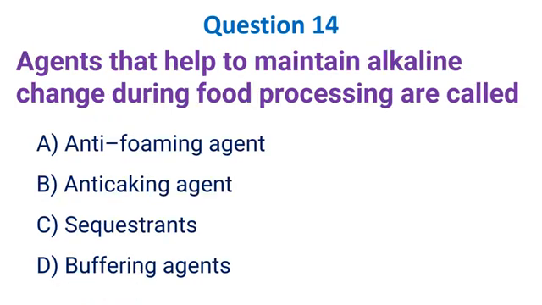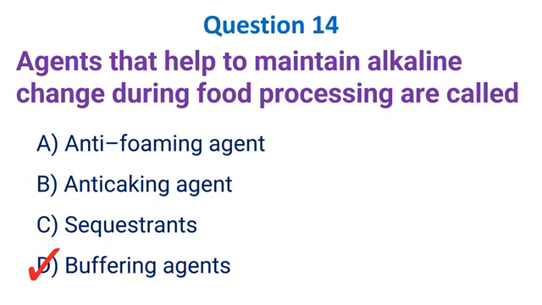Question number 14. Agents that help to maintain alkaline change during food processing are called. Options are option A, anti-foaming agent, option B, anti-caking agent, option C, sequestrants, option D, buffering agents. And the correct answer is option D, buffering agents.